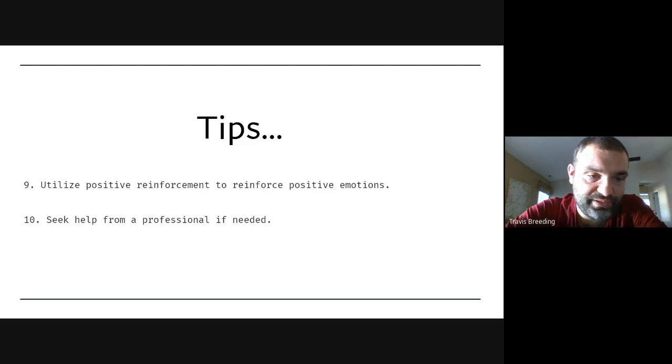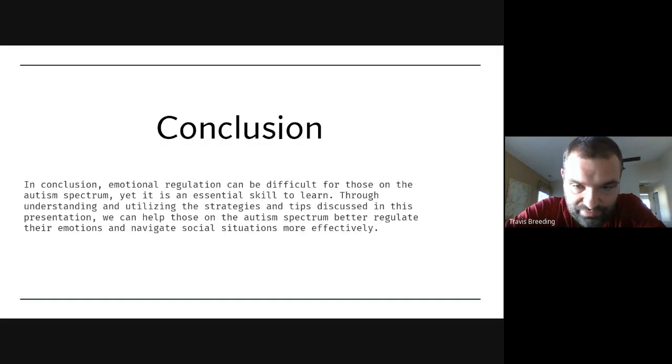So in conclusion, emotional regulation can be difficult for those on the autism spectrum, yet it is an essential skill to learn. Through understanding and utilizing the strategies and tips discussed in this presentation, we can help those on the autism spectrum better regulate their emotions and navigate social situations more effectively.